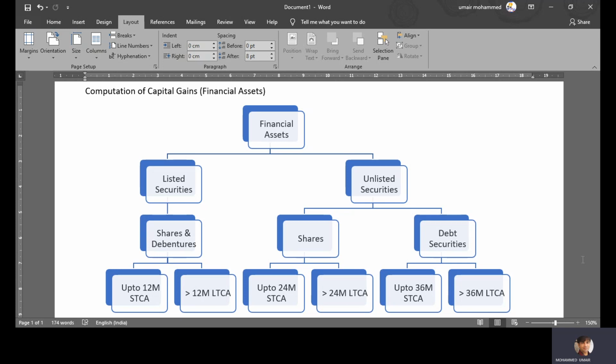When it comes to listed securities, the holding period is 12 months. If they are bought and sold within 12 months, then it will be a short-term capital asset. And if it is more than 12 months, then it becomes a long-term capital asset. However, this is different in case of unlisted securities. Here, the difference is again on the basis of shares and debt securities. In case of shares, the holding period is 24 months, and in case of debt securities, the holding period is 36 months.